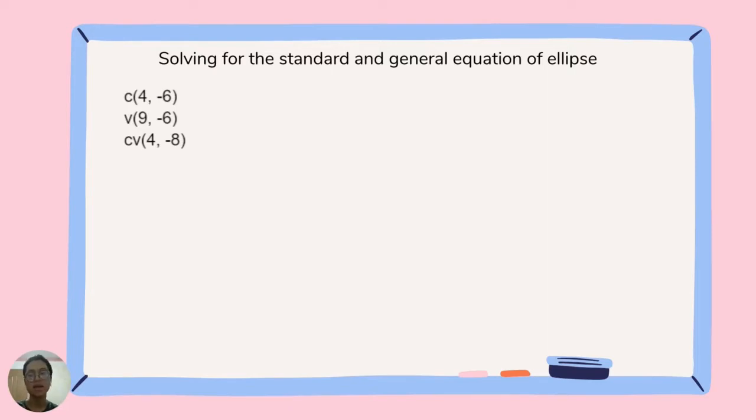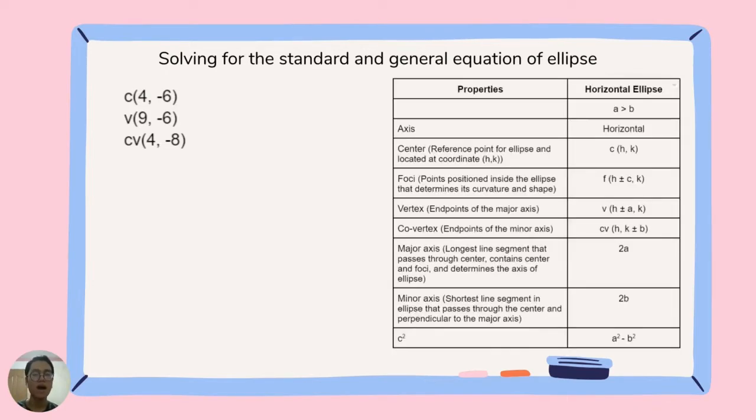We must identify the axis first. As you may have noticed, the y-coordinates of the center and one of the vertices are the same, which is negative 6, while the x-coordinates are different. This basically means that it is a horizontal ellipse. Now that we know that it is a horizontal ellipse, we are going to solve for the values of h, k, a, and b. Since the center is already given, we now have the values of h and k. h is equal to 4 and k is equal to negative 6.